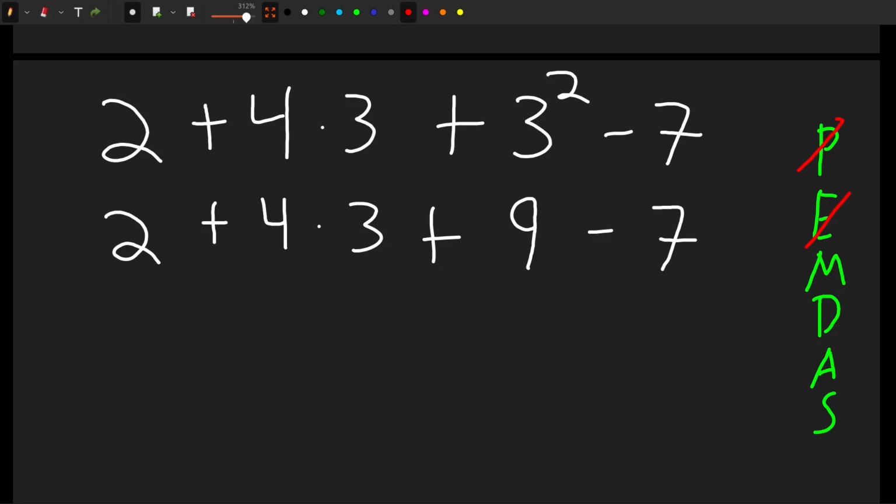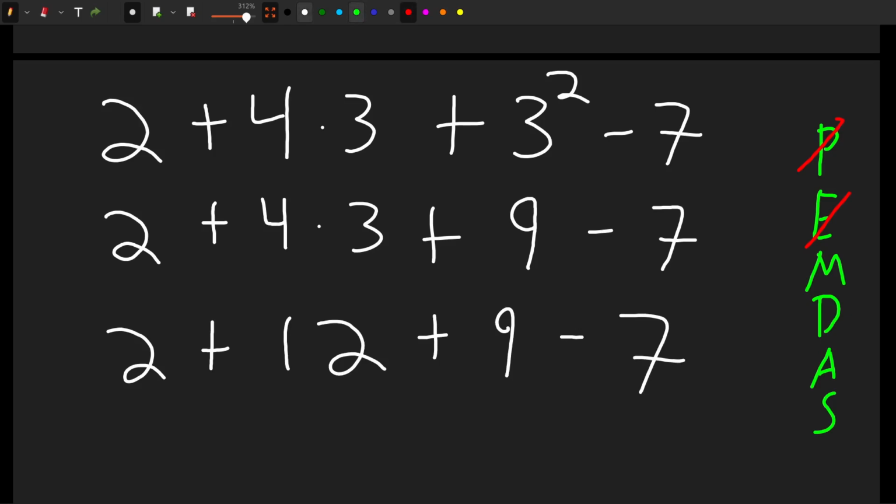Okay. The next one is multiplication. And so I see that we have 4 times 3, which is multiplication. I don't see any division, but if I saw division, I would note it. I would deal with it afterwards because multiplication comes first, but in this case we only have the multiplication. So 4 times 3 is 12, so we're going to do 2 plus 12 plus 9 minus 7.